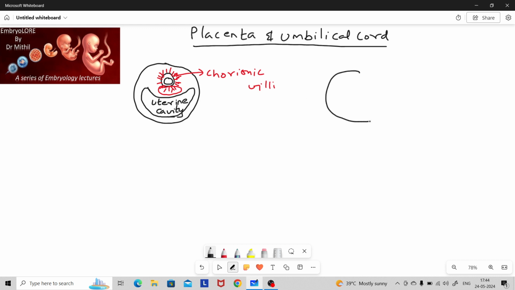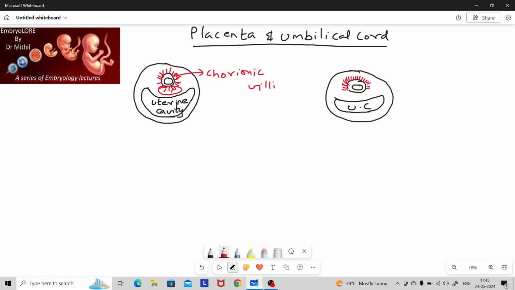So the same picture here, the cross section, and here I am labeling in short form the uterine cavity as the UC, and then this is the developing embryo here with the chorion. And most importantly, the point to be noted here is that only on one side the villi will be present, and on the other side the villi will be absent.